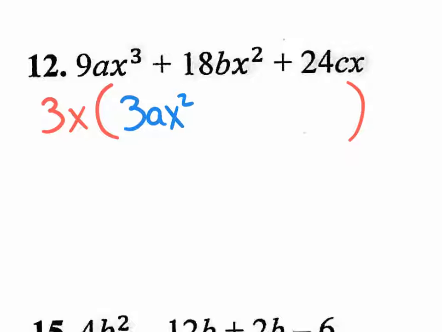3AX squared. Good. And how about 3X times what gets us an 18B to the X squared? Plus 6. You need that B and an X because X times X is X squared. And the last one, 3 times what is positive 24? 3 times 8, but we still need that C right there, so we're going to say it's an 8C. And we are done with number 12.